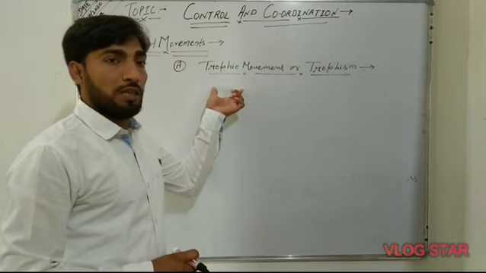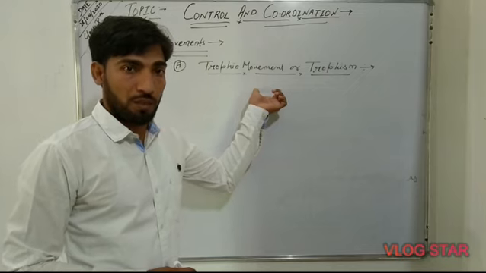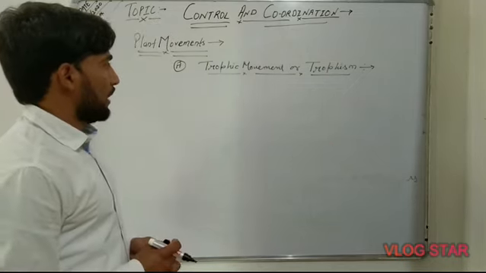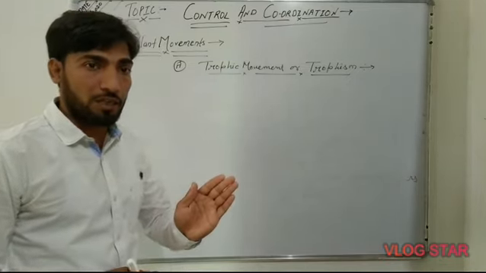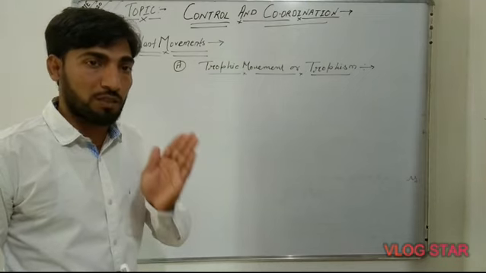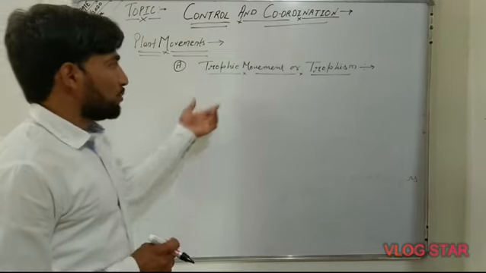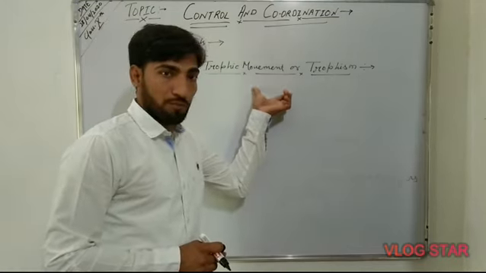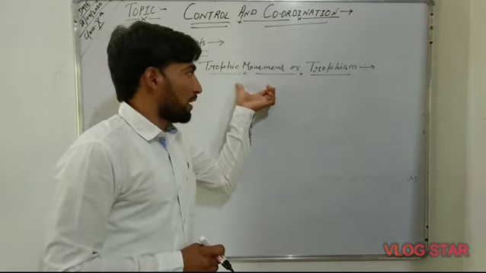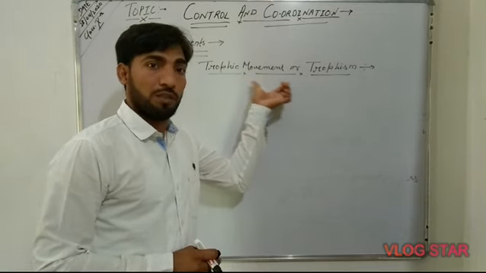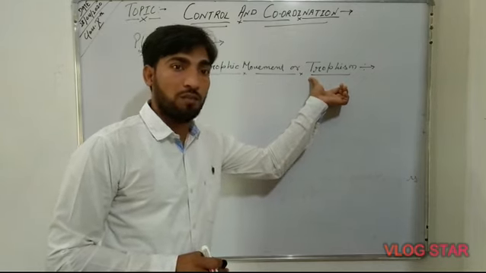Tropic movements are growth movements of plant parts in response to some stimuli. In these movements, the direction of the stimulus determines the direction of the plant organ's response. So tropic movements are directional movements. The direction of response of the plant is determined by the direction of the stimulus, and that's why tropic movements are directional movements of plant parts or plant organs.